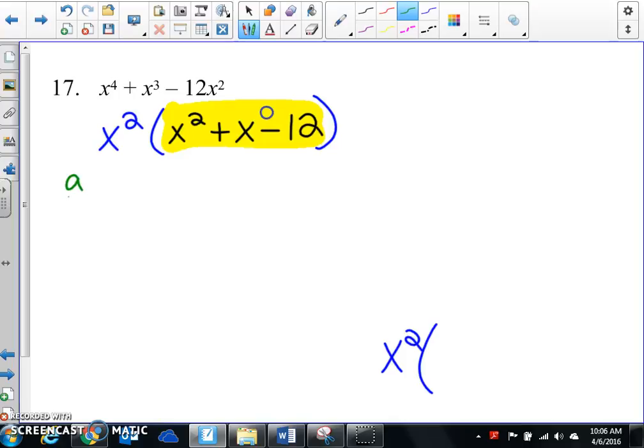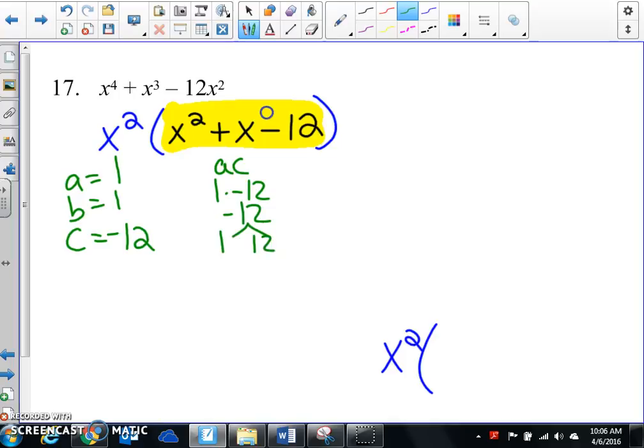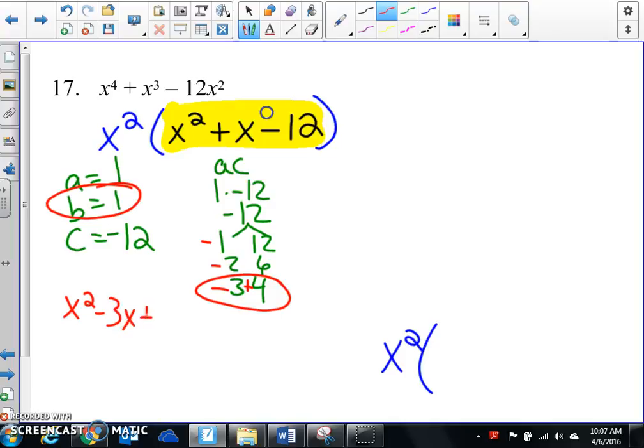So now I'm going to do my ABCs with the quadratic trinomial, which is 1, 1, negative 12. My AC is 1 times negative 12, which is negative 12. Here are my factors. All right, so if my AC is negative, but my B is positive, I need to put my negatives over here. And this looks like the winner. So x squared minus 3x plus 4x minus 12.